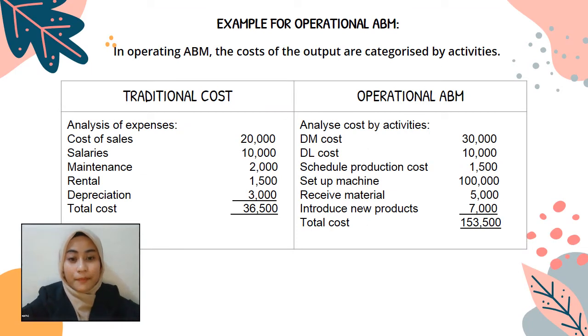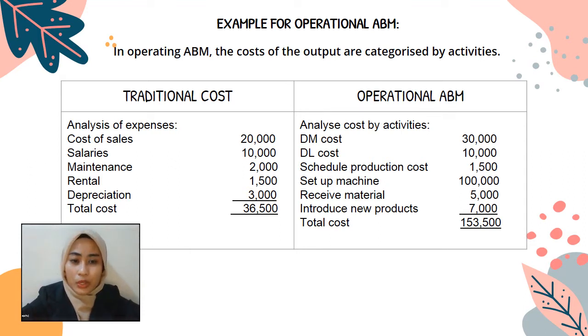Okay, this one is the example for operational activity-based management. So you can see there are two tables: the left side is for the traditional cost and the right side is for operational activity-based management. In the traditional cost, they basically estimate the expenses in general, which means they just state the cost of sales, how much the salary, the maintenance, the rentals, and they get the total cost.